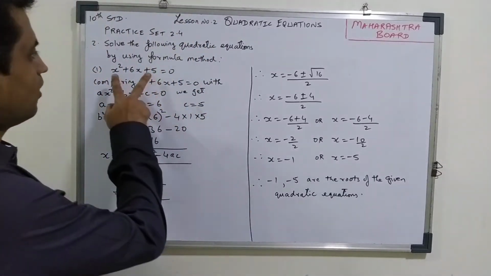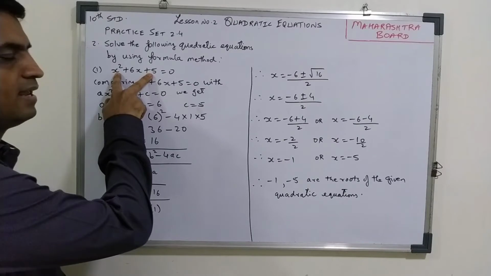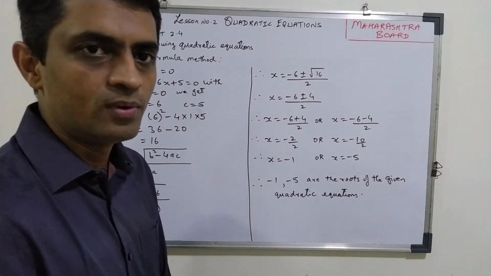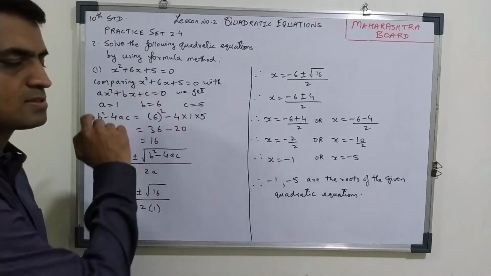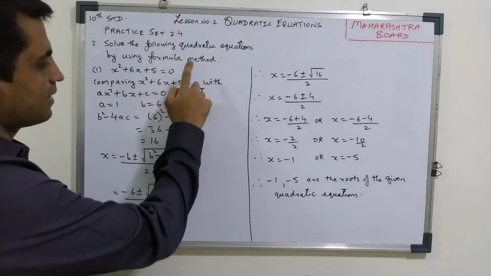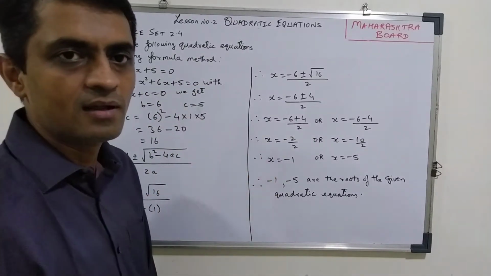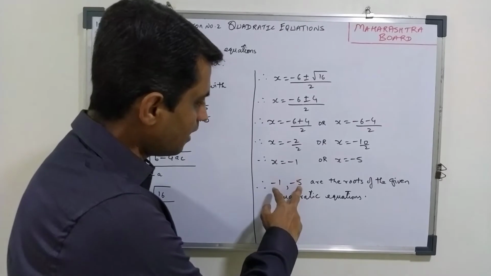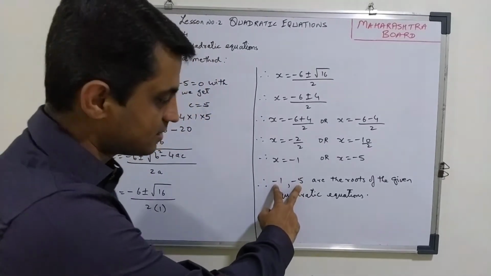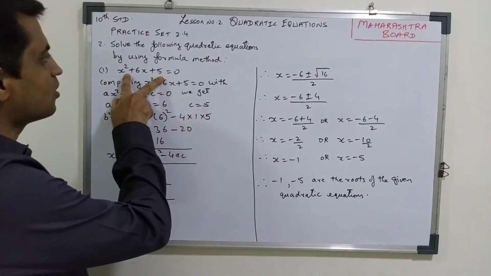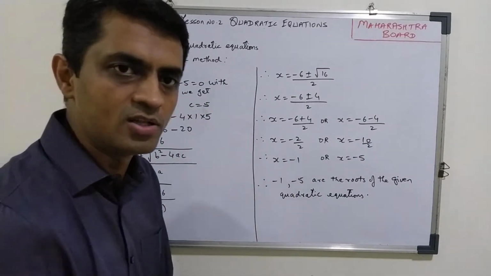Now, this sum can also be solved by the splitting of the middle term, the very first part of exercise 2.2. Yes, you can solve this by that method. But since they told you the formula method, that's why we are solving by the formula method. Remember, the answer remains the same. Since the answers are rational numbers, you can solve this sum by splitting of the middle term also.